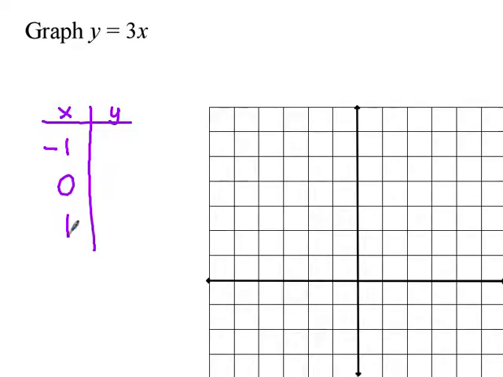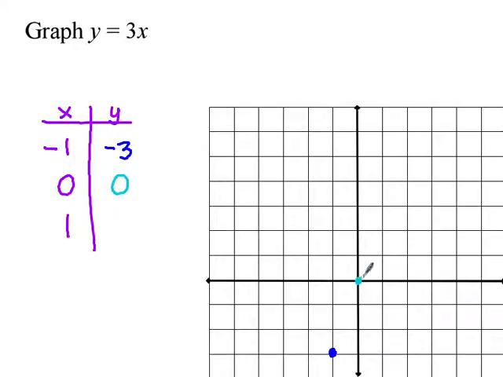Now all I'm going to do is take each of those values of x and plug them into the equation up above. So if x is -1 and I plug it in here, what do I get y to equal? -3. So then I'm going to put a dot at -1, -3. All right, now I'm going to plug in 0. If I plug in 0, what do I get? 0. So I'm going to put a dot at 0, 0, which is the origin.